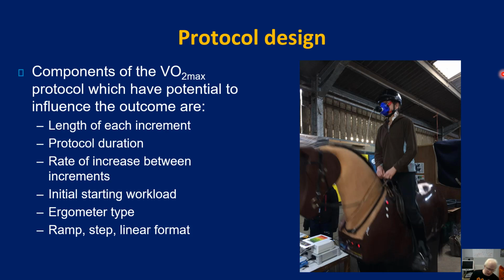So let's think about this then. How do we go about getting somebody to VO2 max? The image here is something that perhaps you may not have seen. This is some work that we did a number of years ago where we were looking at oxygen consumption in equestrian athletes. This is on an Equisizer. This is a horse simulator.